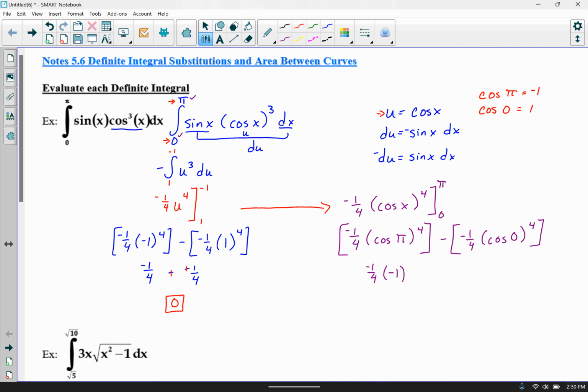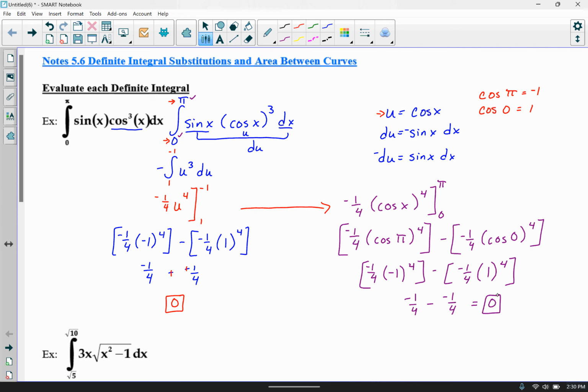negative 1. And over here, negative 1/4 cosine of 0, positive 1. So we're ending up in the exact same work that I have then, negative 1/4 minus a negative 1/4, which would put me at 0.